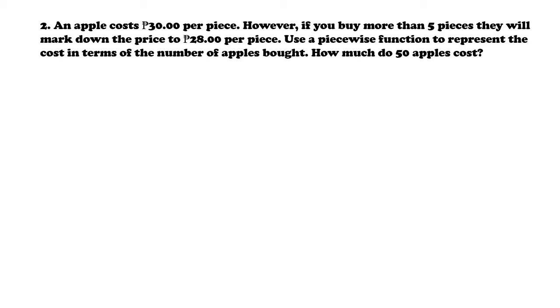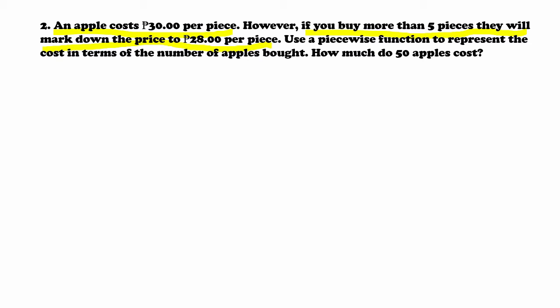Okay, so let us see how many pieces of functions are there in the problem. We have this one, this part: an apple costs 30 pesos per piece. But however, the second part, if you buy more than 5 pieces, they will mark down the price to 28 per piece. So therefore, there are two pieces of function in the given problem.